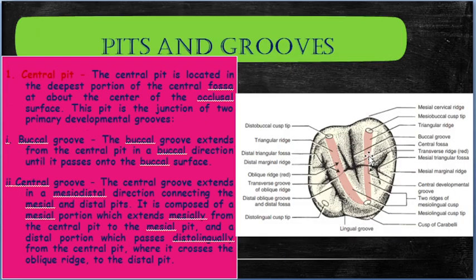Now, as we have already seen with pits and grooves, the pits are the areas which lie over the fossas, and they are the deepest portion of the fossa. From the pits originate the grooves. So the central pit will give rise to the buccal groove, which will go from the center towards the buccal area, and then the central groove, which will go mesiodistally throughout the tooth.